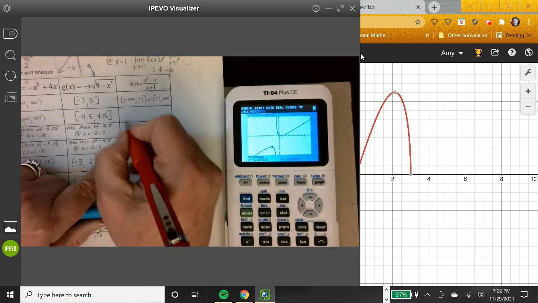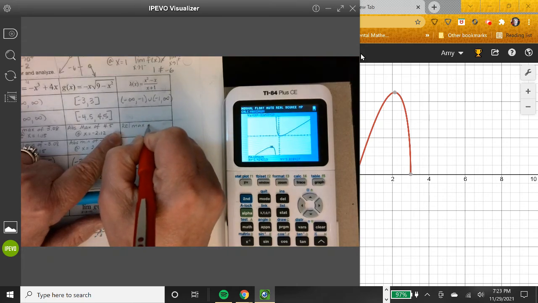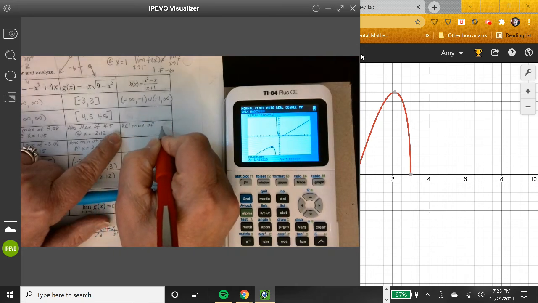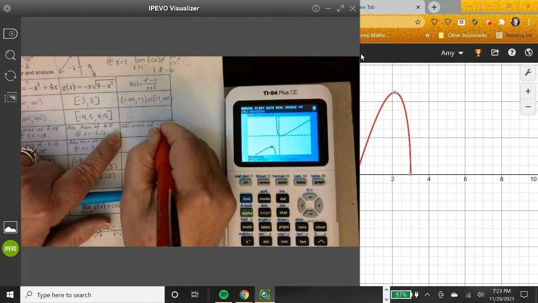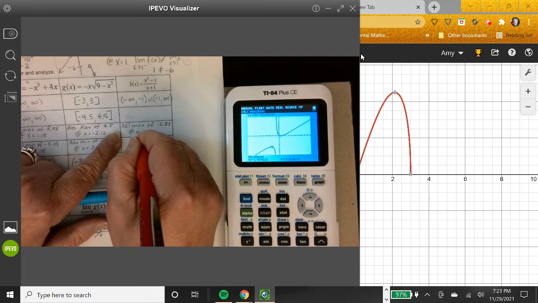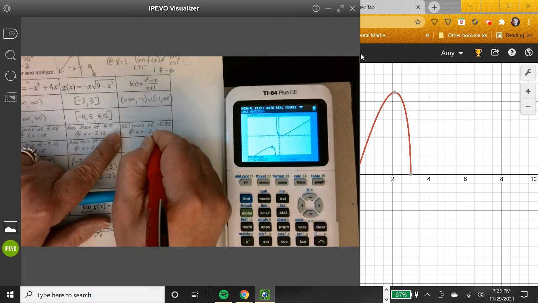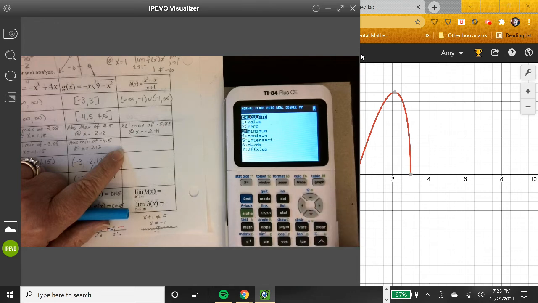Press enter, have the calculator guess. So that has a relative max of, what's the y value there? Is that negative 5.83? Negative 5.83 at x equals negative 2.41. Okay, let's find the minimum. So second, calculate the minimum, which is number 3.